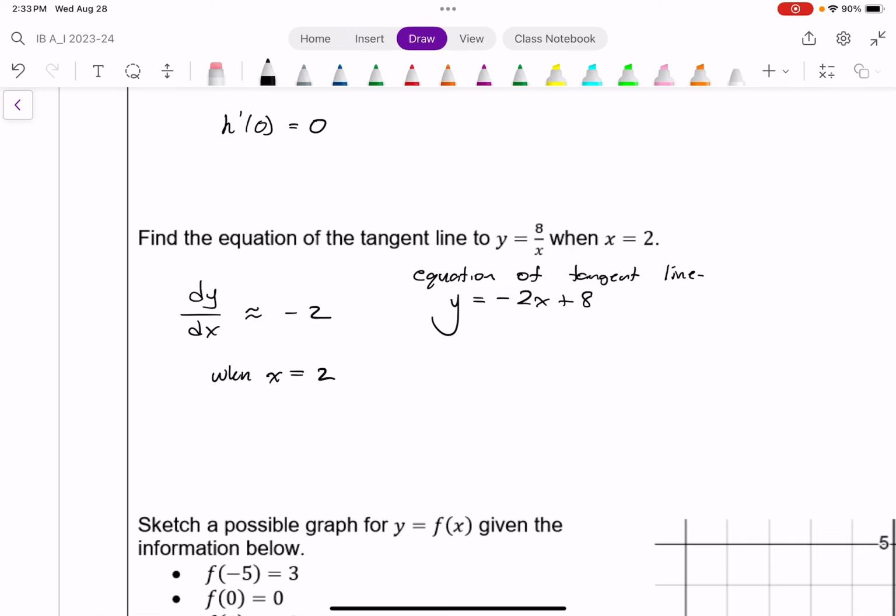Really important to be familiar with your GDC for this, because that is an expectation of the course. Remember, you're always allowed to use it. And so with a little bit of practice, it should be quite quick.